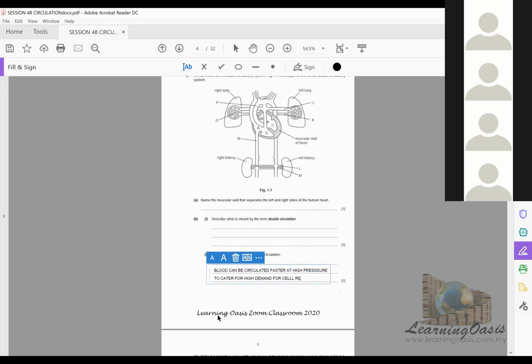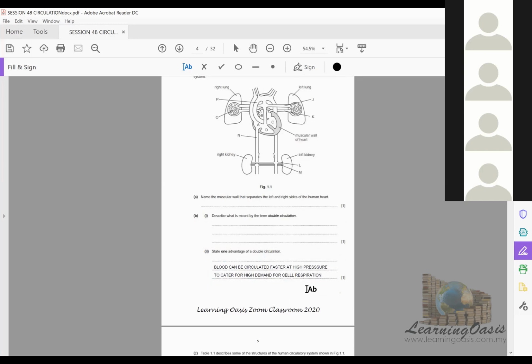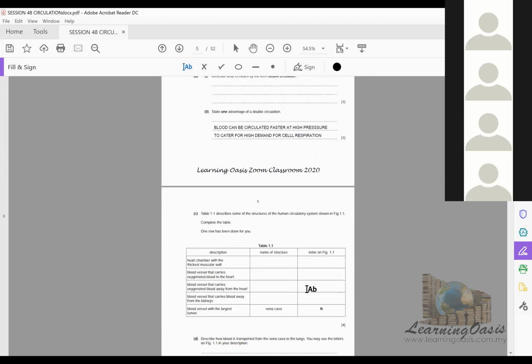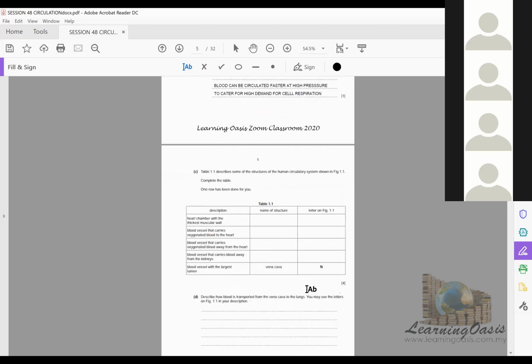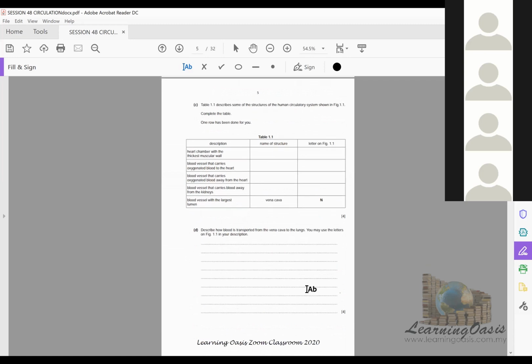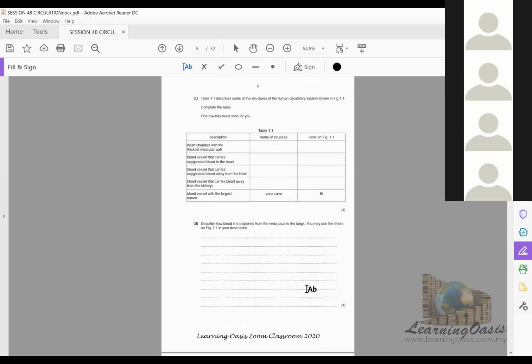Because cell respiration requires what? It requires oxygen and glucose. What carries oxygen and glucose? The blood. And then it produces carbon dioxide. What carries away carbon dioxide? The blood.